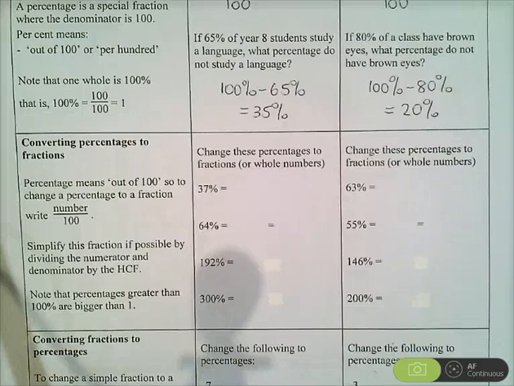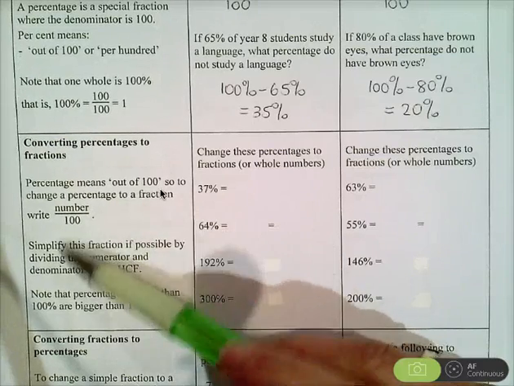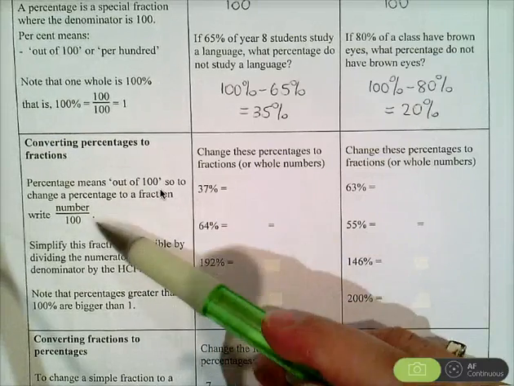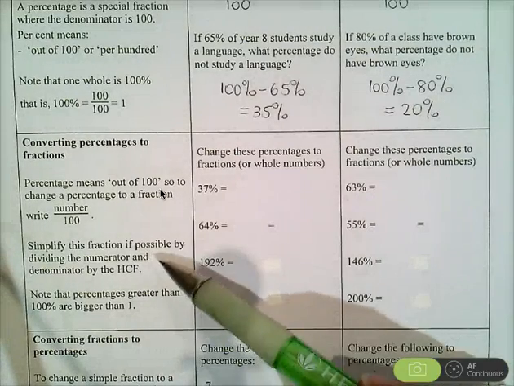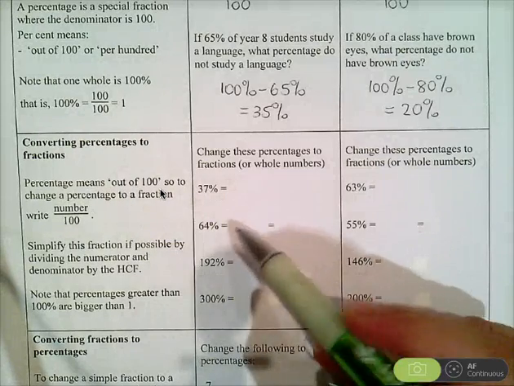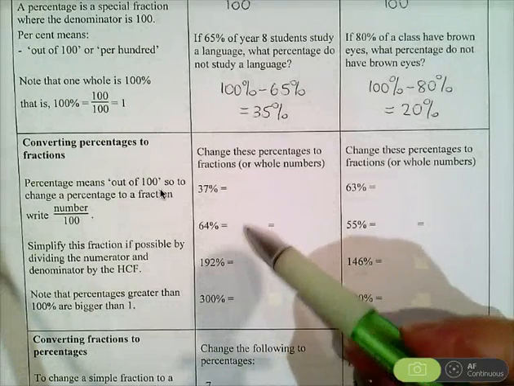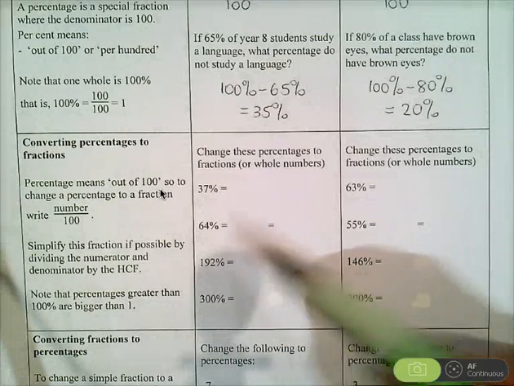Okay, we're going to now look at the second bit here on your worksheet, which is converting percentages to fractions. Now remember, percentage means out of 100. So to change a percentage to a fraction, you just write whatever number you've got and then put it over 100. Now if you end up with a fraction that can be simplified, then you need to do that. And I'll show you how to do that in a minute.